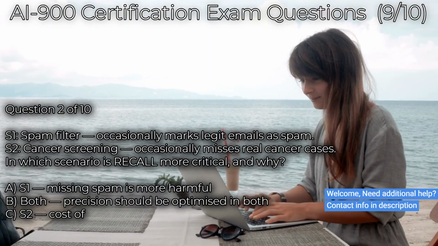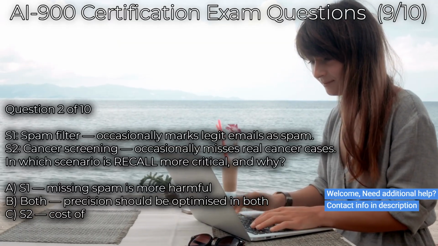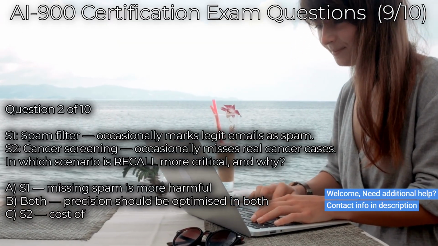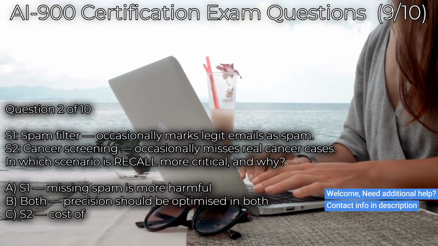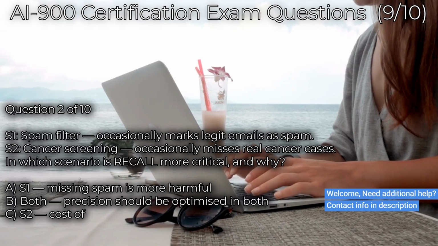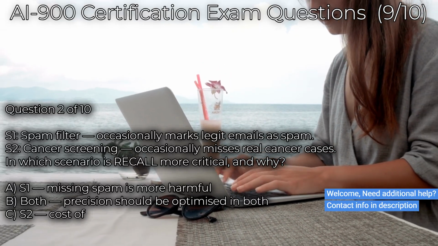The correct answer is C. Recall measures the proportion of actual positive cases that the model correctly identifies. In Scenario 2, a false negative means a real cancer patient is told they are healthy, which could be fatal if treatment is delayed.